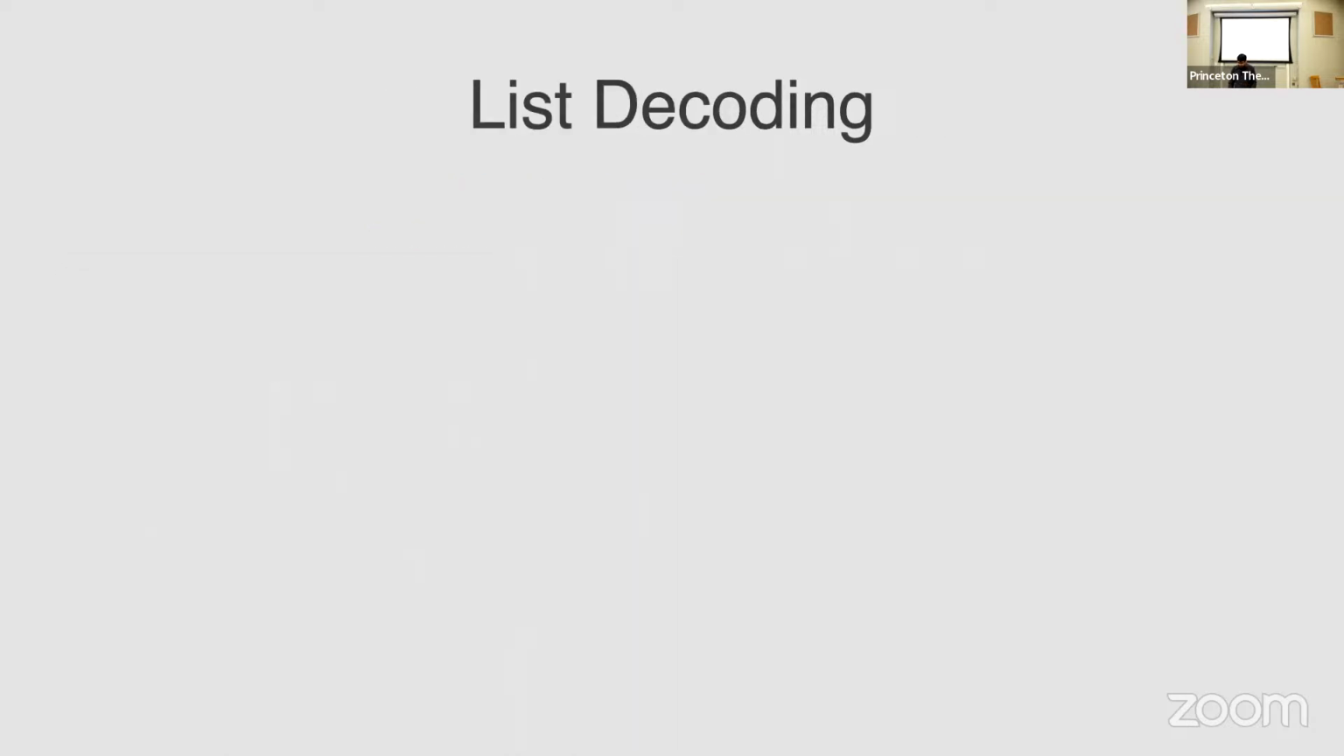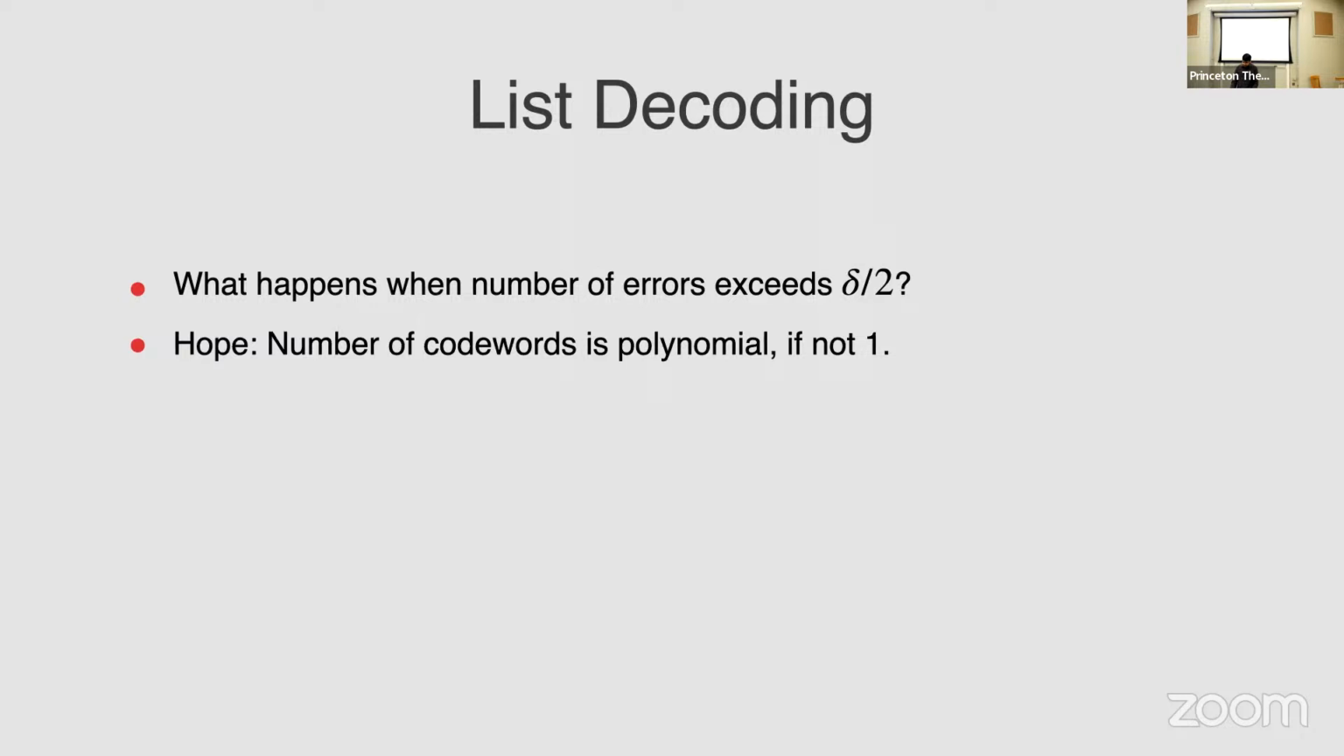And the answer to correcting errors beyond half is something called list decoding. When the number of errors exceeds delta over 2, then the corrupted code word could really sit between two different code words, and it's impossible to map it back uniquely to a code word. But the hope is that the number of code words in that radius is still polynomial, if not 1. So we can't go for one code word, but maybe we can go for a few. If it is exponential, then it's quite useless as a definition. But let's say we target a polynomial size list. And that hope turns out to be true.